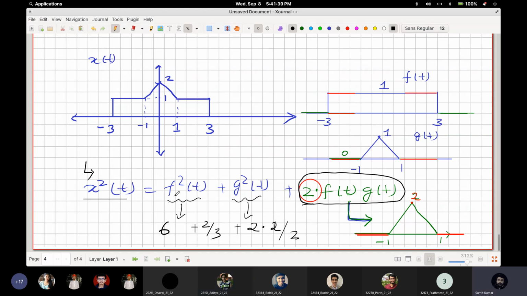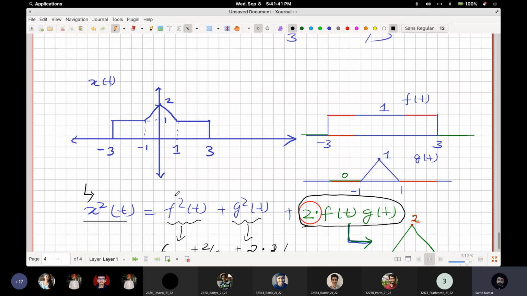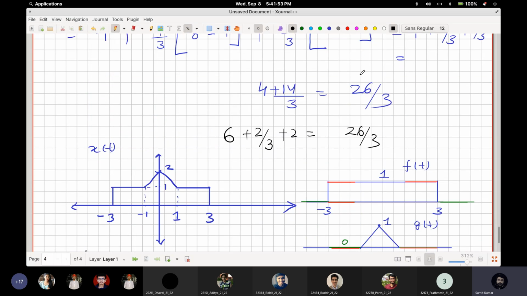So what I am adding, let me just add it here. So I will be adding 6 plus 2 by 3 plus 2. How much is that going to be? 26 by 3. 26 by 3. Is this the answer that we got in the first case? Yes, sir. We got the same answer in both of these cases. Okay. So that's why I wrote it up there, so that we can compare this.